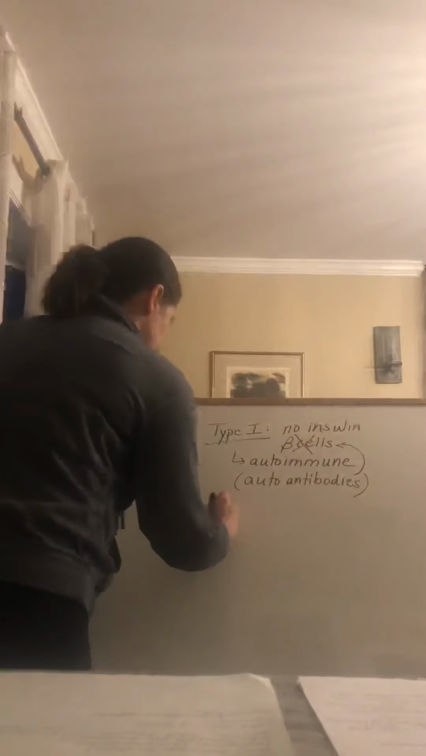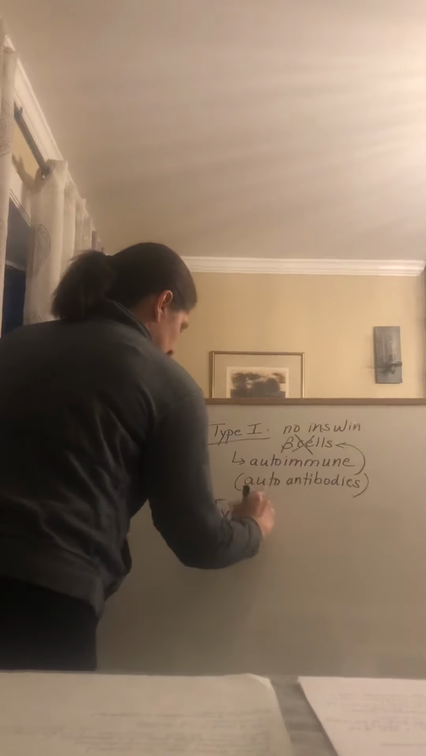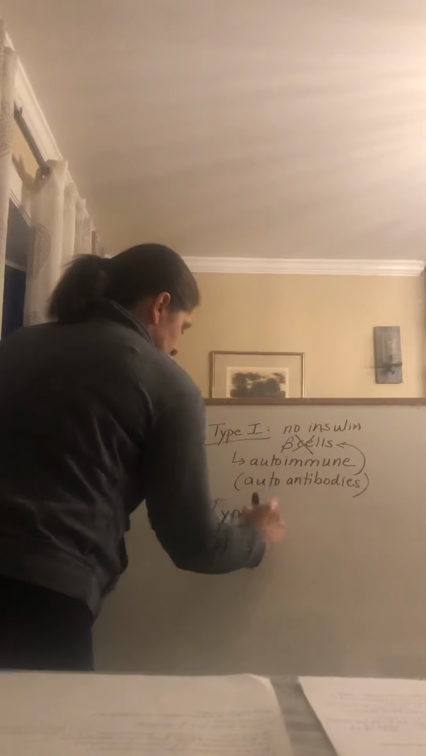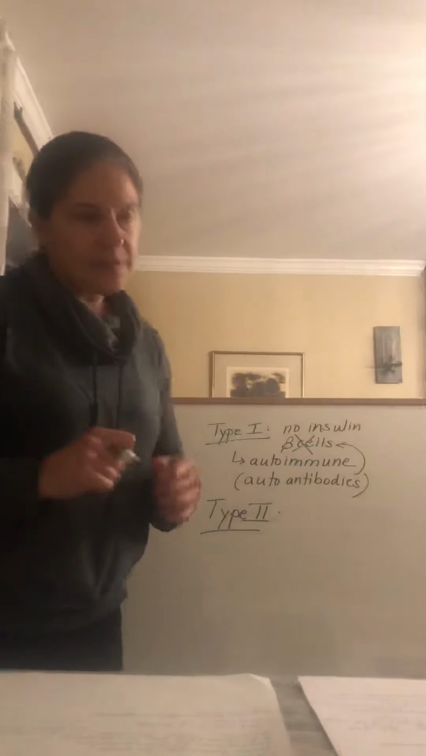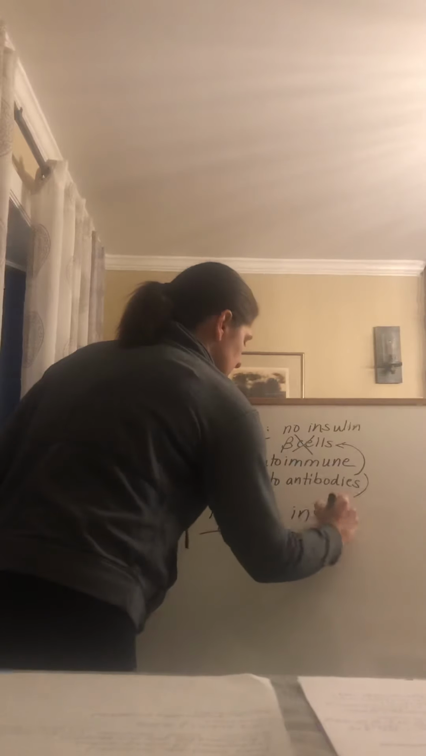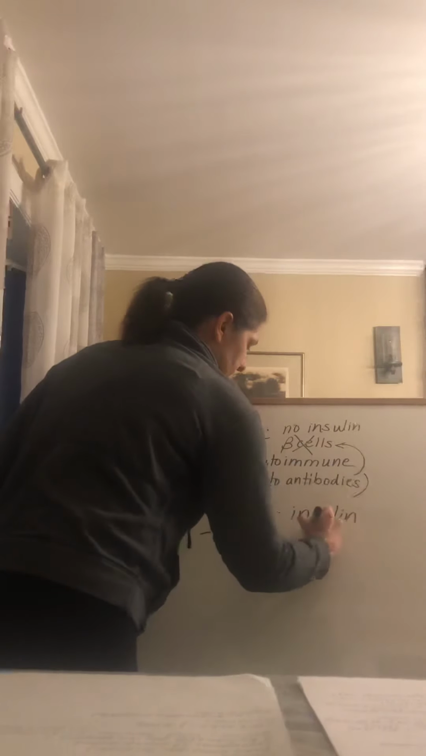Type 2 diabetes is different. People who have type 2 diabetes theoretically can still make insulin. So it's a form of diabetes linked to insulin resistance.